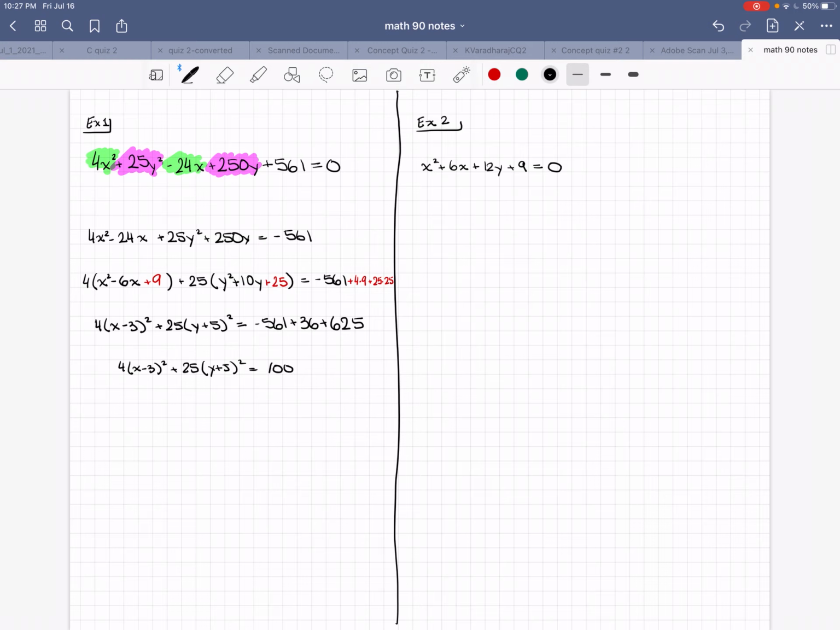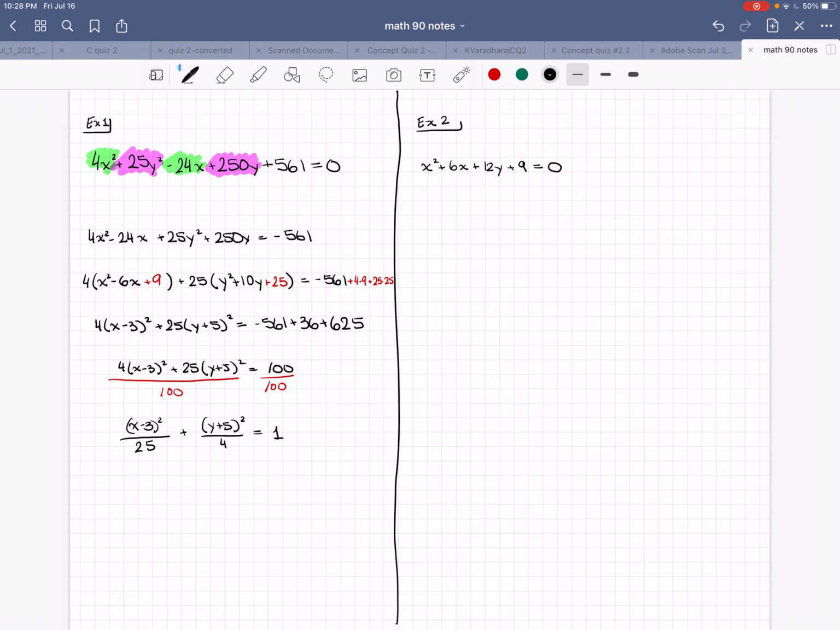And then finally, for the finishing touch, I think at this point we are all in a place where we can see, oh, this is an ellipse. I'm going to divide both sides by 100 to put it into that standard form that I'm used to seeing the equation of an ellipse. And what I see is x minus 3 squared over 25 plus y plus 5 squared over 4 is equal to 1.